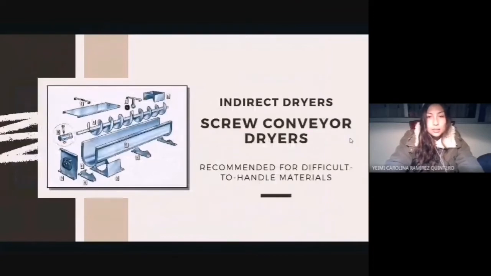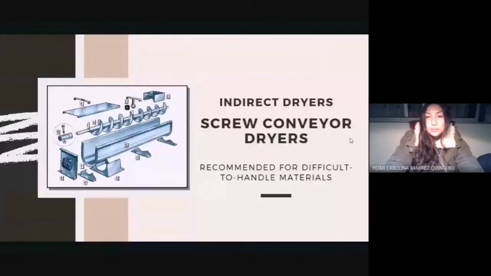The second type is the screw type dryer. It consists of a horizontal screw conveyor confined within a jacketed cylindrical casing and is recommended for difficult to handle materials. It is often selected before other dryers with conveying mechanisms as it provides a uniform flow, in addition to an environmentally clean operation, allows solvent recovery and avoids dust contamination. Next, please.